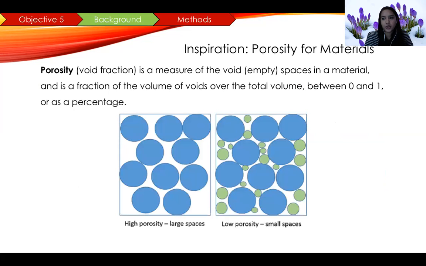Another similar measure we developed is inspired by porosity from materials. Porosity, or void fraction, is a measure of the void or empty spaces in a material. It is the fraction of the volume of voids over the total volume. Porosity is always a number between 0 and 1, unless it's described as a percentage. A material has high porosity if it contains large spaces, such as the figure on the left.